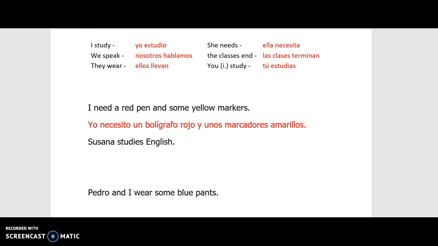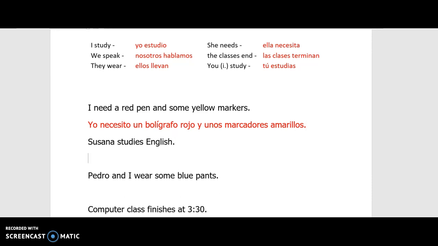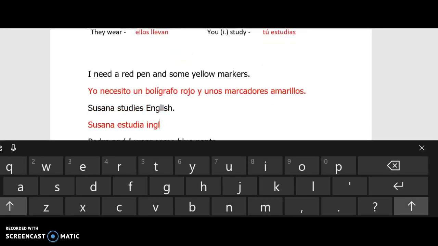All right, a little shorter one. Susana studies English, so keep her name, Susana. Okay. I'm going to put her in red so we can see it a little bit better. Susana studies. The verb is estudiar, but it's not going to be estudiar. You got to chop off the AR. Susana is an ella. Ella gets a. What does she study? Inglés. Accent mark over the E in English.